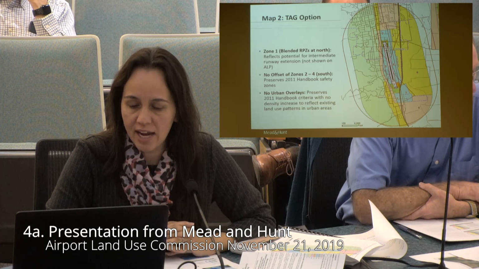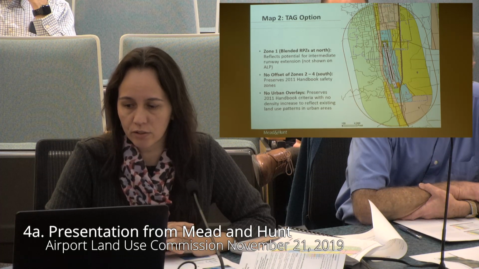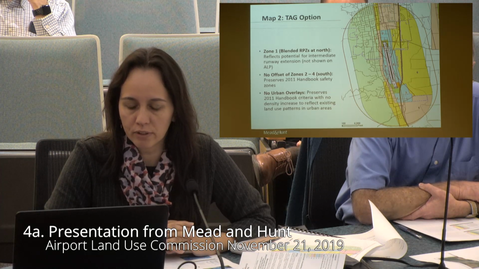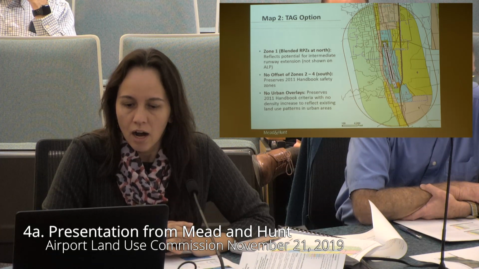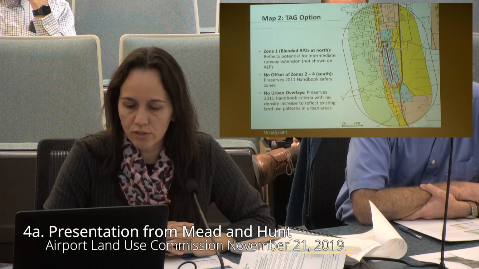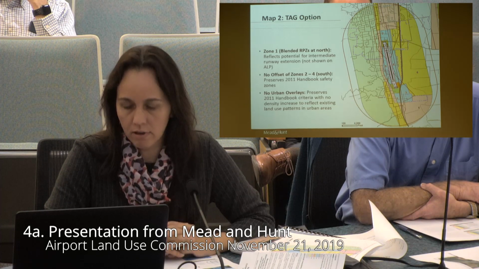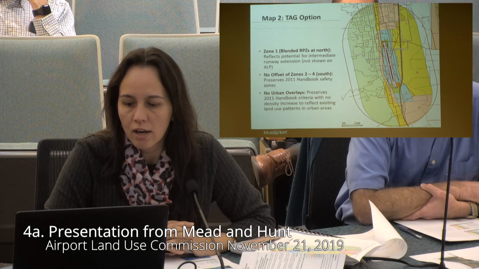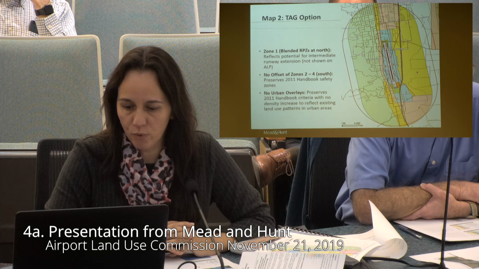But this TAG variation, where we have not yet reached consensus, but it was brought up during the technical advisory group meeting, and therefore we would like your input on this today, is a blended runway protection zone, or Zone 1. The other variation is to the south, where there is no offset of zones 2, 3, and 4, meaning that the zones provided in the handbook are applied without any adjustments. The other variation is to not allow an urban overlay zone in zones 3 and 4.